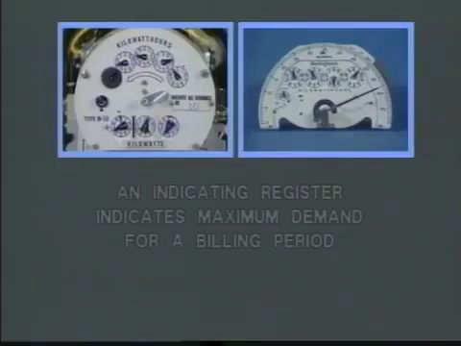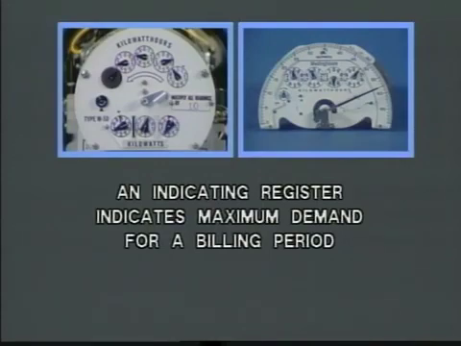In the next two parts of this program, we're going to look at various kinds of mechanical demand registers. We'll also look at their main components and the function of those components. Two common types of mechanical demand registers are the indicating register and the cumulative register. Let's look at the indicating register first. An indicating register is a type of register that indicates only the maximum demand for each billing period.